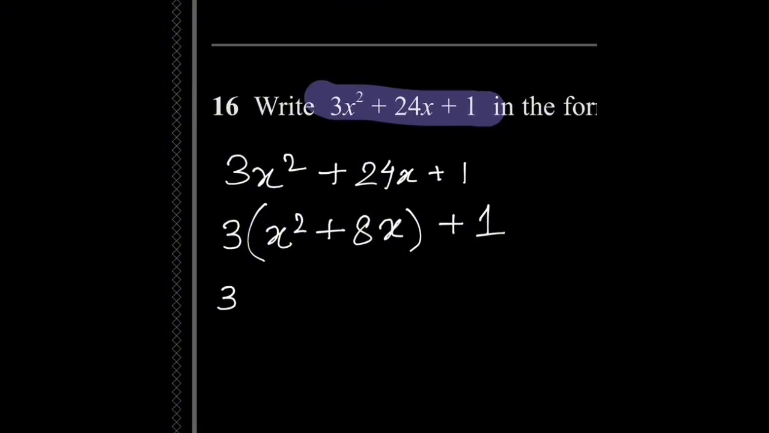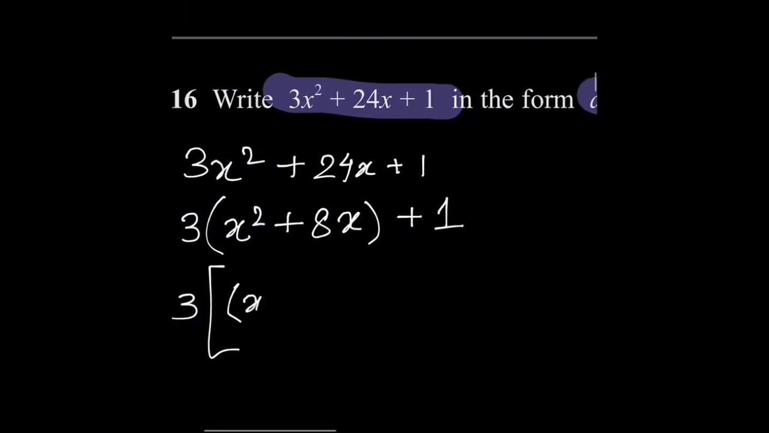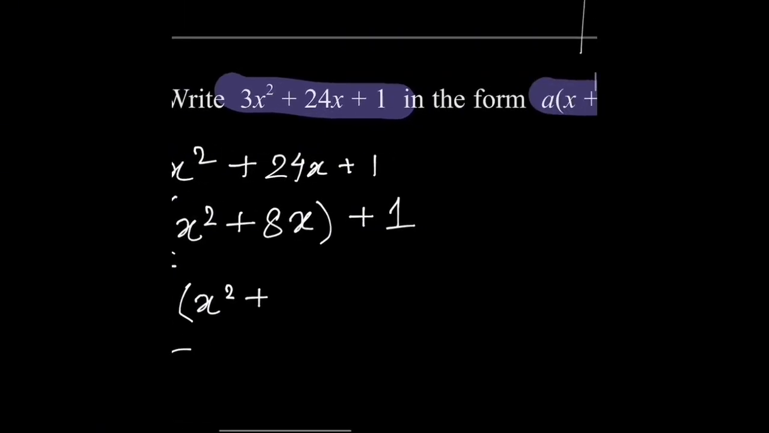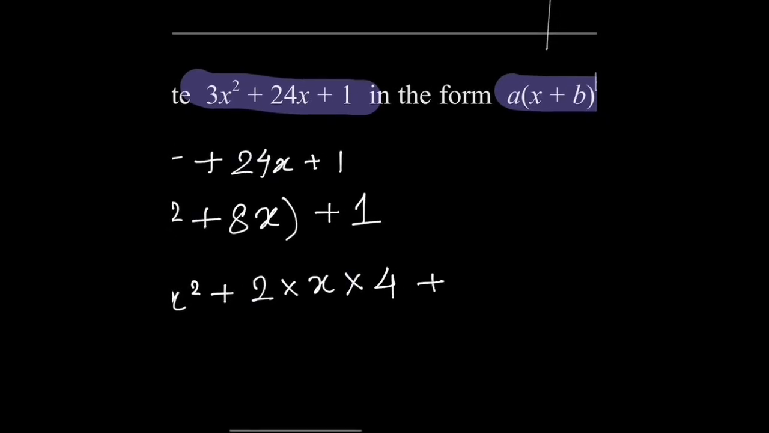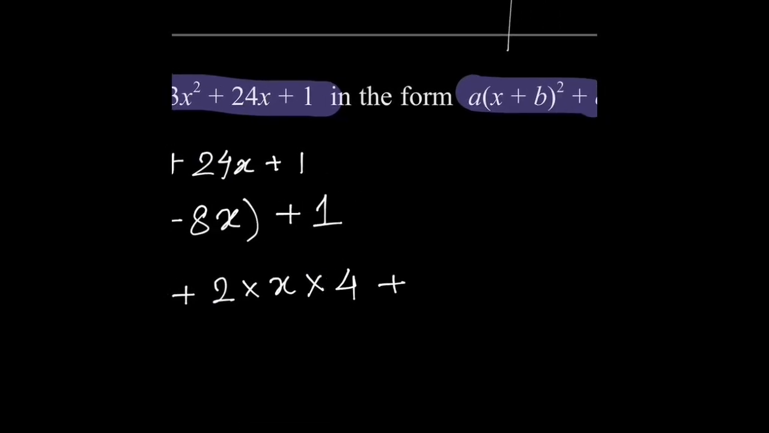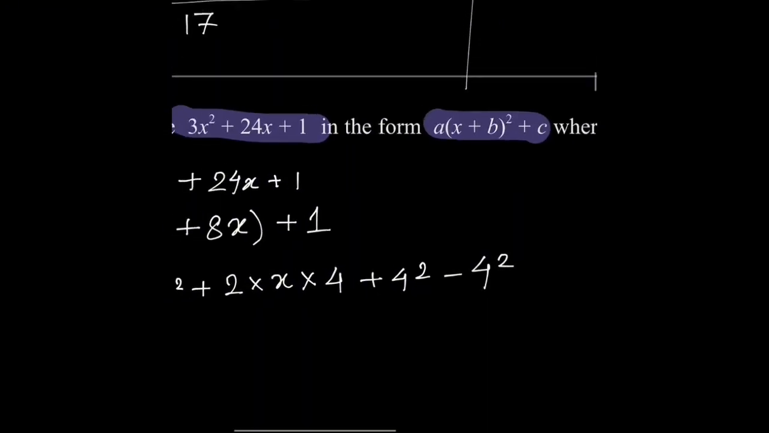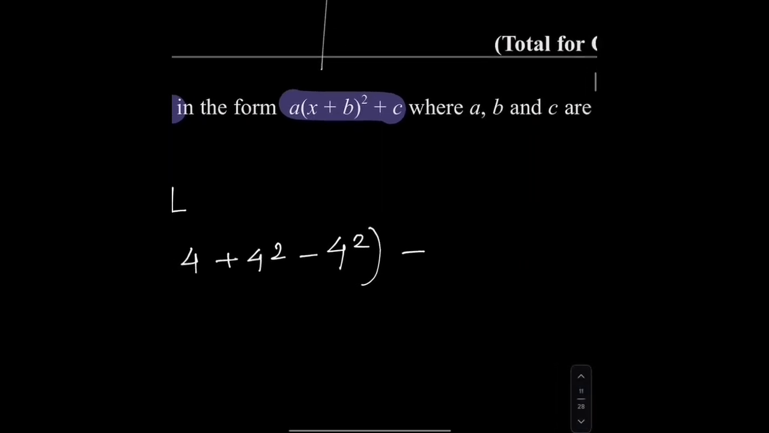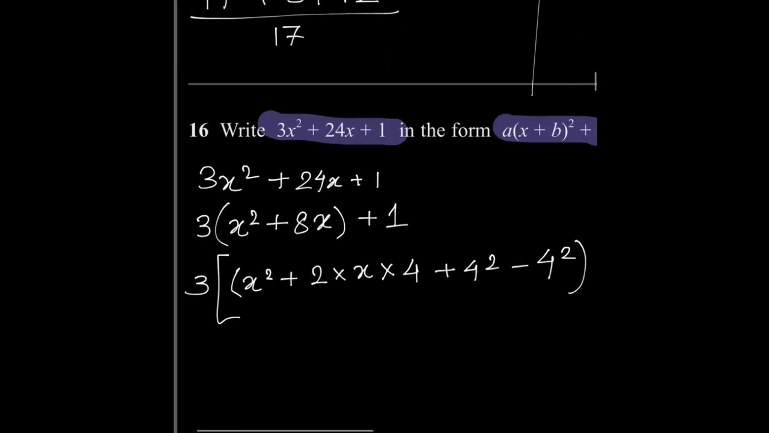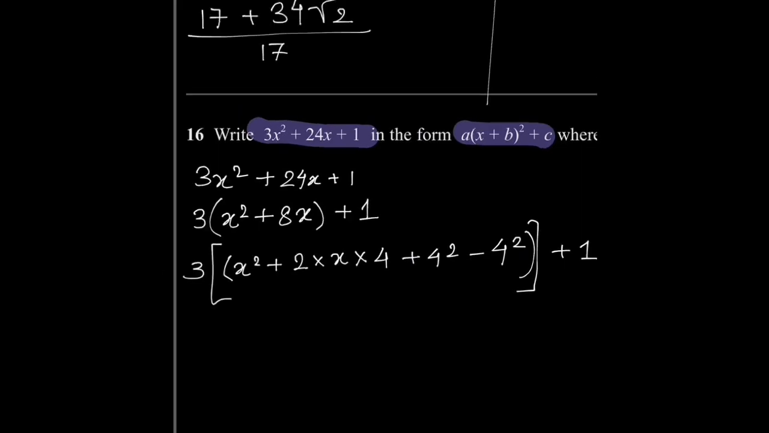So next we're gonna put a bigger bracket and then a small one, then x squared plus, now this is an important step, we're gonna do 2 times x times a number that gives us 8, that is 4. 4 times 2 is 8, times x gives us 8x. Then we're gonna use the same number that we used, like this number. We're gonna first square it and then minus the square, okay, to balance the equation. Plus 1, never forget the third term, people often forget it, so yes.